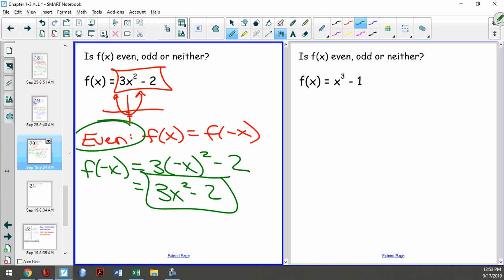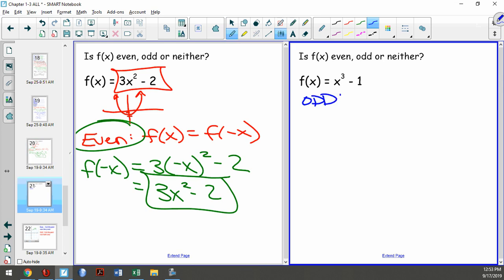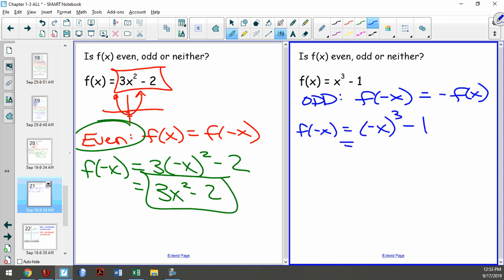Make sense? Okay, this is x cubed. What does x cubed parent function look like? It looks like spaghetti, right? And is that going to be even or odd, do you think? Probably odd. So I would probably check odd first. If I check odd first, that means f at negative x has to equal negative f of x. So I'm going to take f at negative x, so that's going to be a negative x cubed minus 1. Well, what's a negative times a negative times a negative? Negative x cubed minus 1.